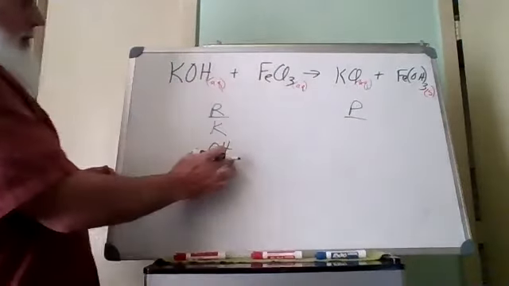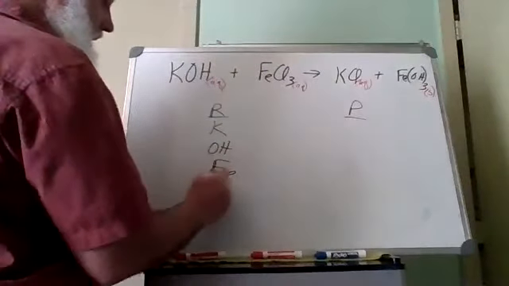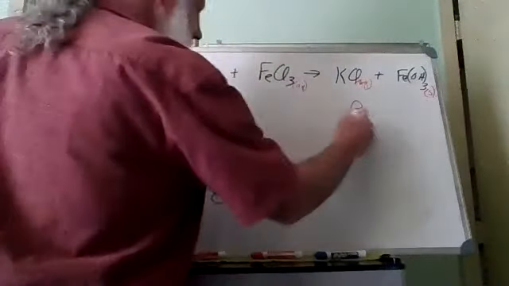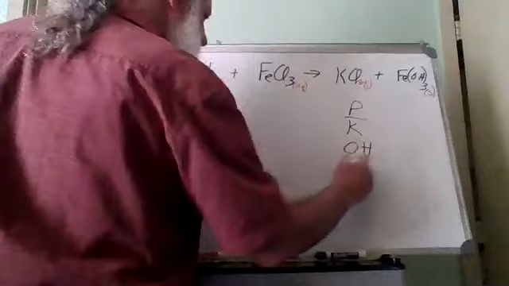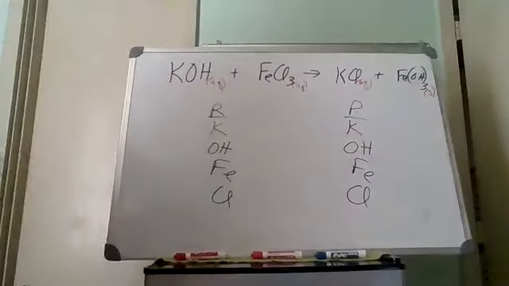So hydroxide is OH, and then we have iron and chlorine. Copy them in the same order on both sides. So what we're doing here now is effectively balancing ions rather than elements.